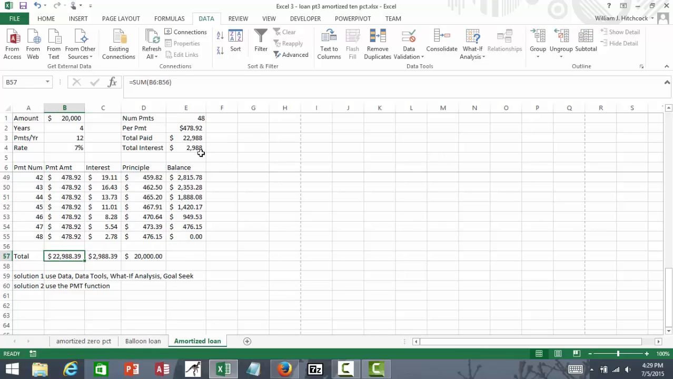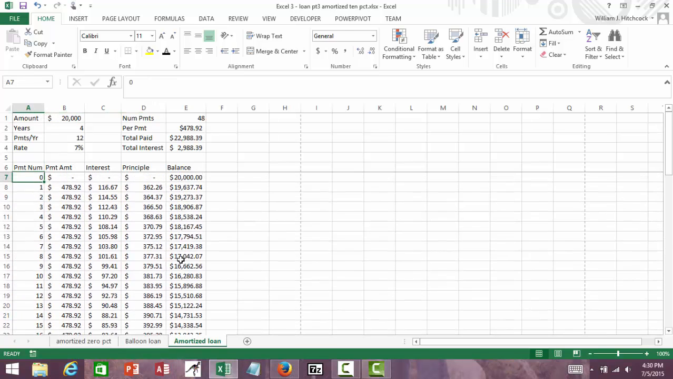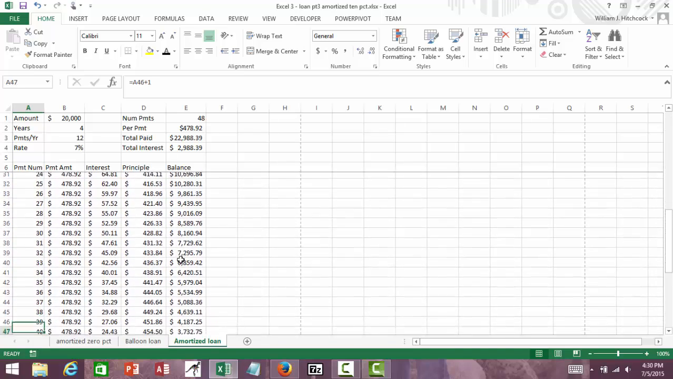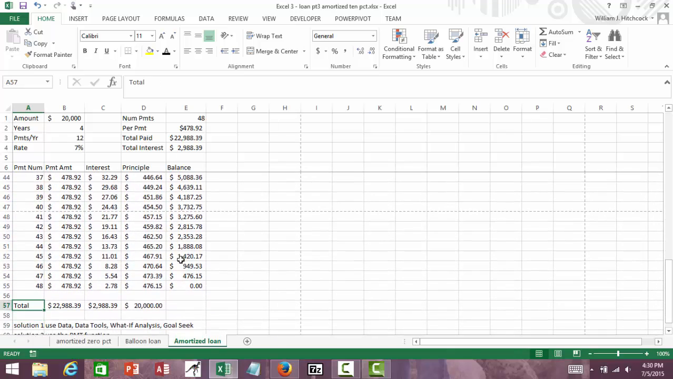The total amount paid is $22,988. I'm gonna increase a couple of decimals there. The total interest, $29,839. So we'll insert a couple extra decimals there. The total principal matches what we borrowed in the first place. Everything looks pretty good. So I'm going to leave this down so you can kind of see the effect of freeze panes. See our grand totals at the bottom.